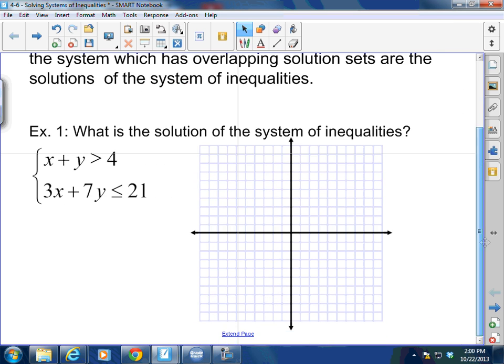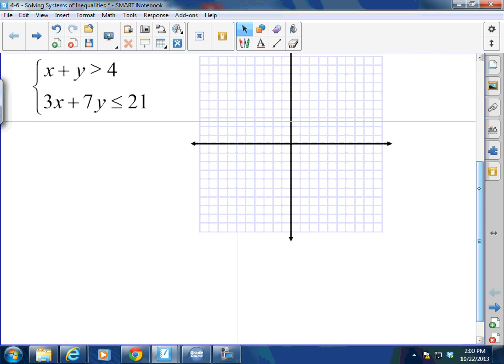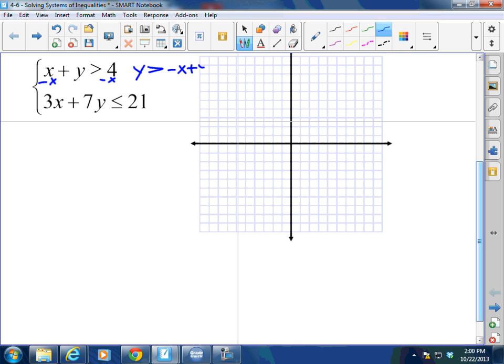First things first, we know how to graph already, and we know that when we're graphing, we want to solve for y. So the first thing I'm going to do is subtract x to both sides. So I've got y is greater than negative x plus 4. I'm going to go ahead and graph and shade that right now. My y-intercept is 4, and my slope is negative 1.